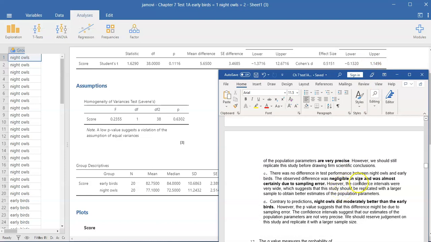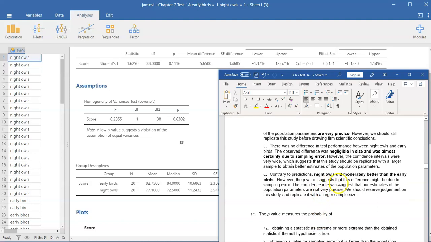It says it's a negligible effect in size and is almost surely due to sampling error. Well, I don't know that I would say that's true. You can't say that a D of 0.5, which is moderate, is negligible. And it's weak evidence against the null. I wouldn't want to say that you're 100% sure it's due to sampling error at all, so I don't like that combination of words there. And then finally, the night owls did moderately better. That's just completely opposite of the pattern that you got looking at the means.